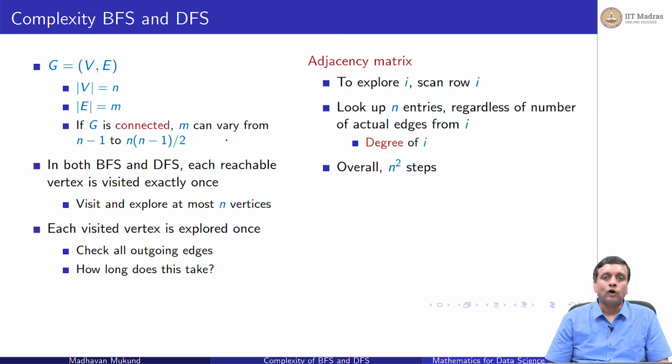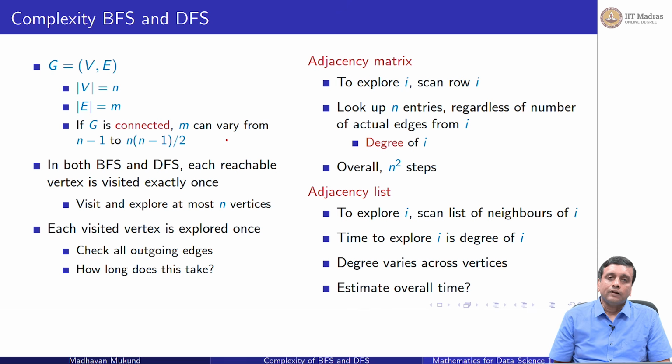So regardless of how many neighbors I actually has, we have to spend time proportional to n to discover all these neighbors, right? So overall I'm processing n vertices, and for each vertex I have to scan n entries in this matrix. So n times n: I have to do something proportional to n squared in order to do depth first search or breadth first search.